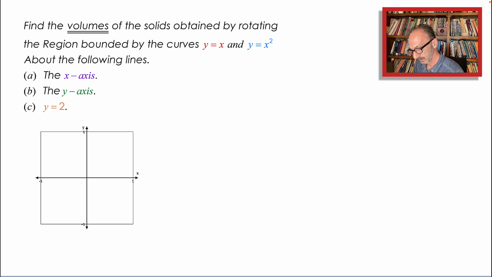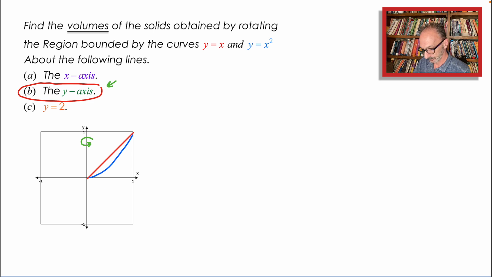For part B, about the y-axis, we still need to graph the function. We have y equals x in red, and that's y equals x. And we have y equals x squared in light blue, just like before. But this time we're going about the y-axis, so we're going to go just like this. To graph the reflection on the other side, we will have the following. This is the red graph, and this is the blue one.